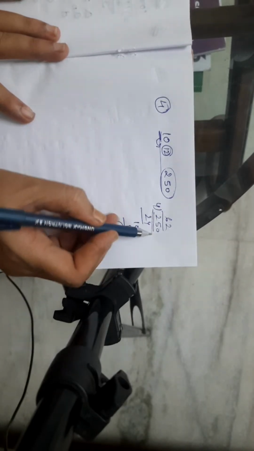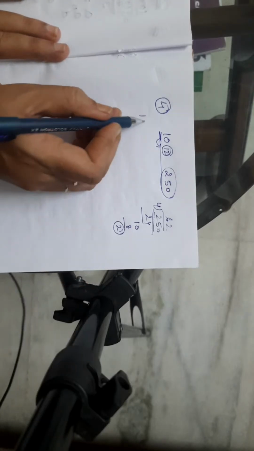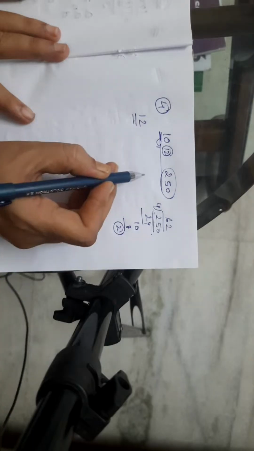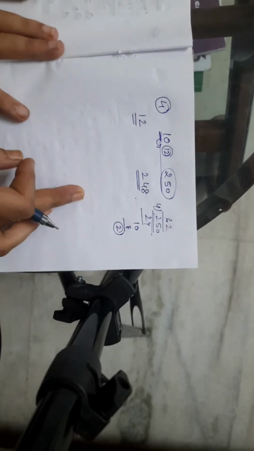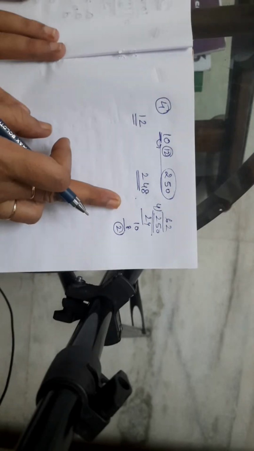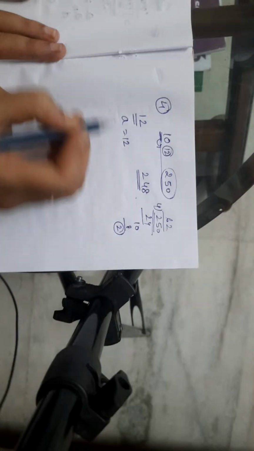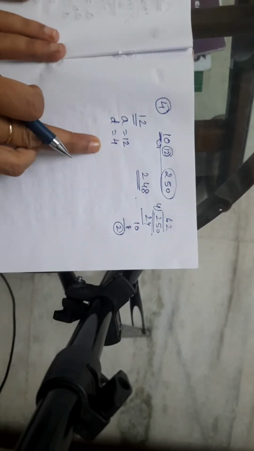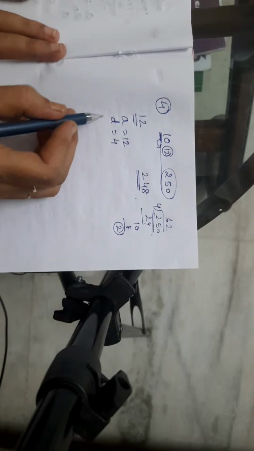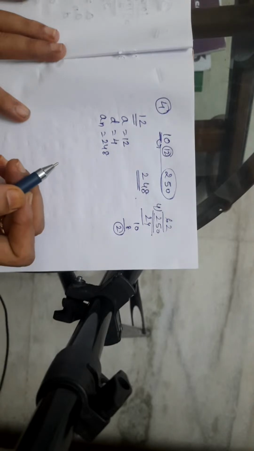Subtract 2 from 250, so it's 248. Here we got the range. The first term is 12 and the last term is 248, which are both divisible by 4. So A is 12, the common difference is 4, and the last term an is 248. We got all the values.